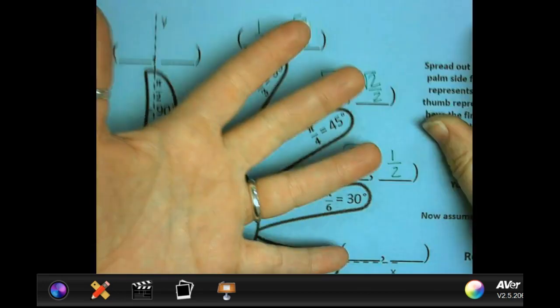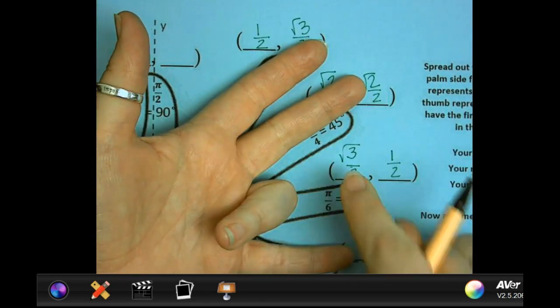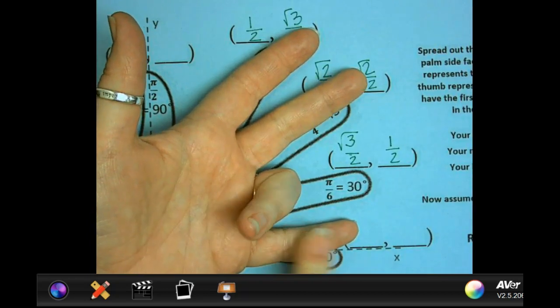So do you understand the process there? If I want pi 6, my ring finger is pi 6. Square root of 3 over 2, 1/2. That's the way it works. Okay? And use your hand.